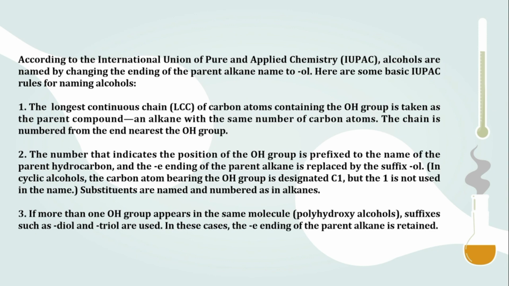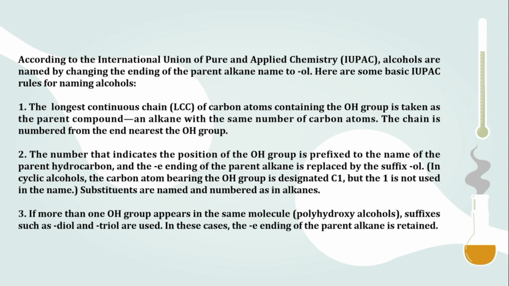The number that indicates the position of the OH group is prefixed to the name of the parent hydrocarbon, and the E ending of the parent alkane is replaced by the suffix OL. In cyclic alcohols, the carbon atom bearing the OH group is designated C1. So that is carbon 1, but the 1 is not used in the name. Substituents are named and numbered as in alkanes.